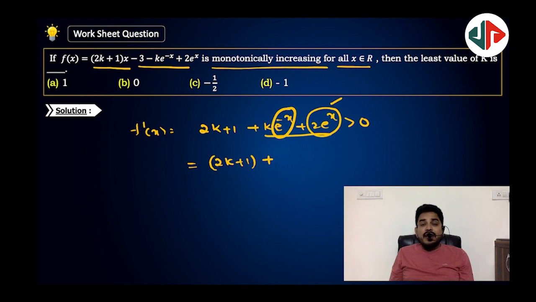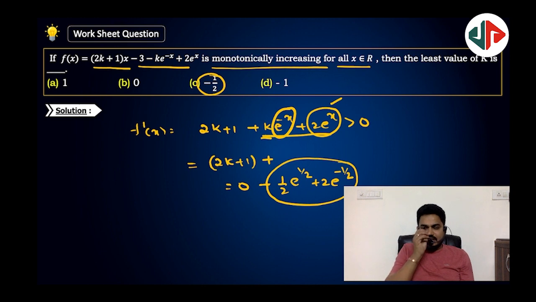For example, k is negative. Is there any chance of k being negative? If I take k equal to minus 1 by 2, this value will be equal to 0, minus 1 by 2 into e power 1 by 2 plus 2 e power minus 1 by 2. So you need to look at what these two things are going to be. It should be greater than 0. Is this a positive value or not? You need to check it out. Or k is equal to minus 1.